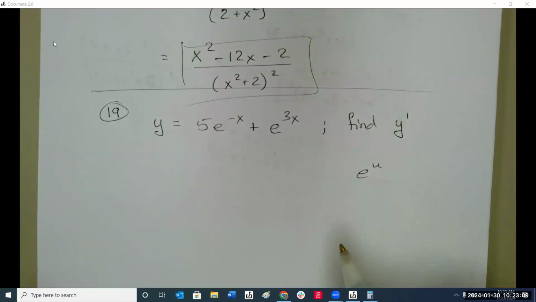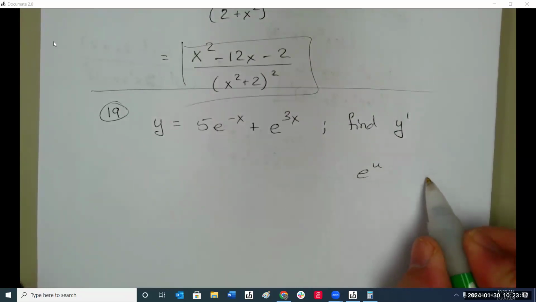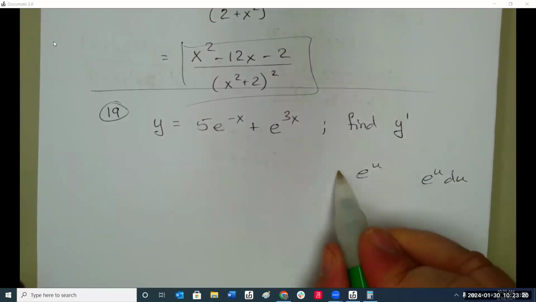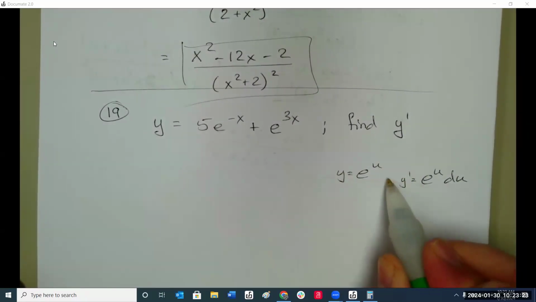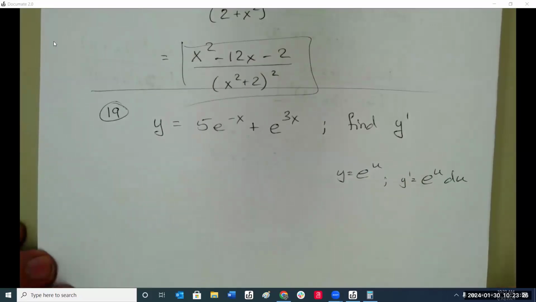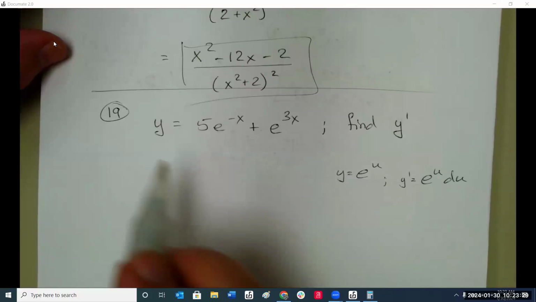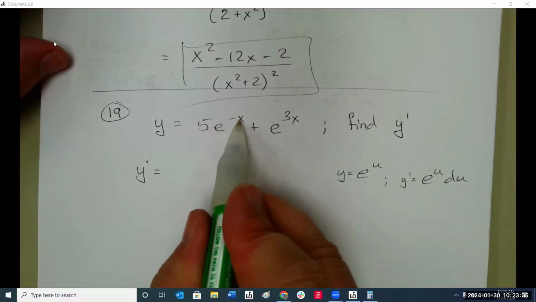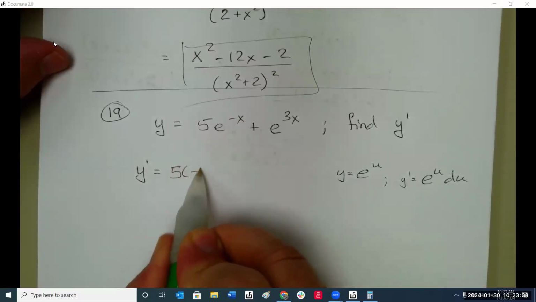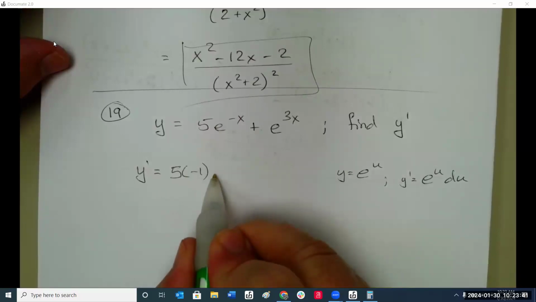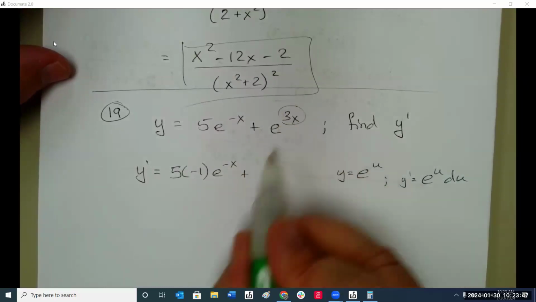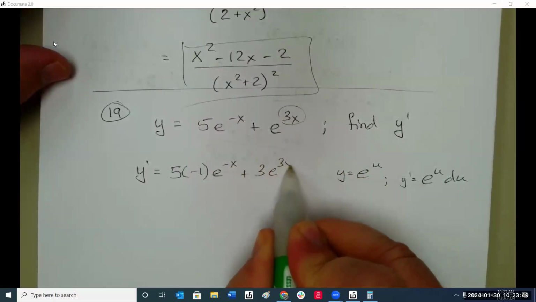The derivative of e to the power u is e to the power of u. It's the same thing. e^u du. So if that's y, then y prime. Because we have to take the derivative of the exponent. So y prime, leave the 5 alone. The derivative of -x is -1. E to the power -x. The derivative of 3x is 3. E to the power 3x.